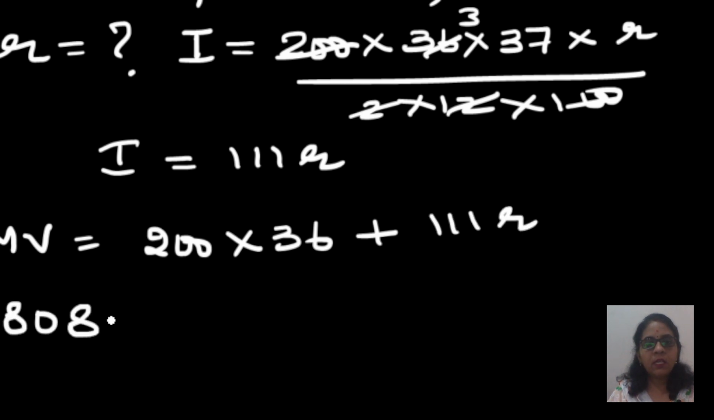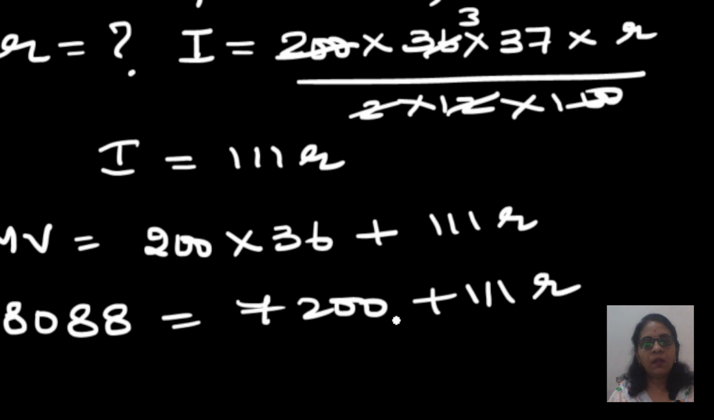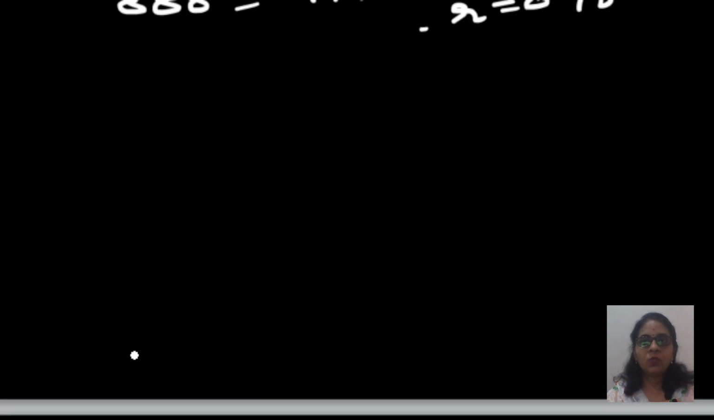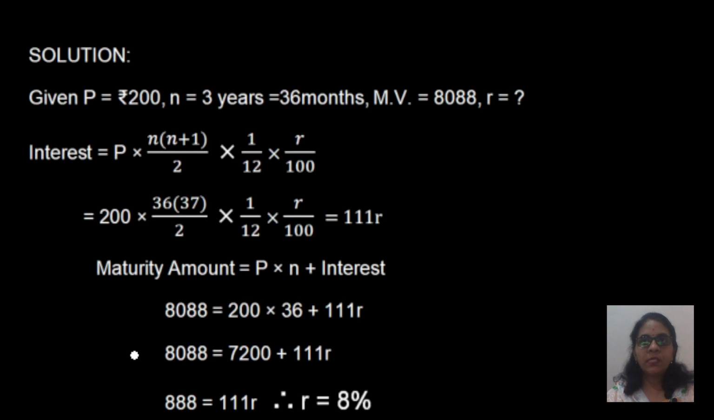So 8088 is equal to 7200 plus 111R. So we get 888 is equal to 111R, which makes R equal to 8%. So this is how you find the rate of interest when the maturity value is given. So see the solution.